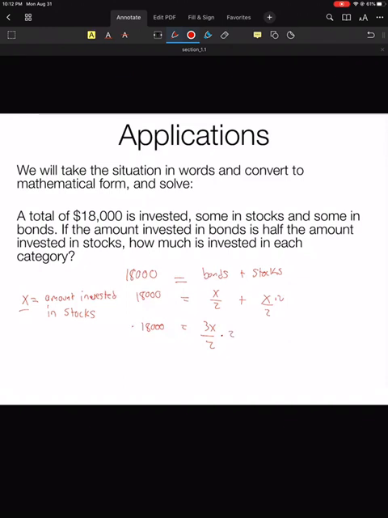I can multiply both sides by 2 to get rid of the denominator. I get 3x is equal to 18,000 times 2, which is 36,000. And then when you divide by 3 on both sides, you get that x is equal to 12,000. So that is the solution to the equation.